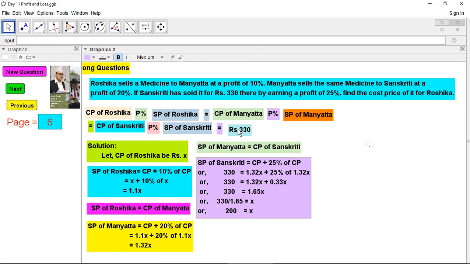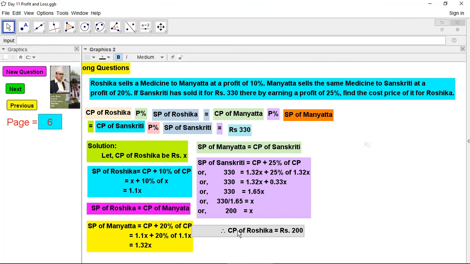330 equals 1.32x, the CP of Sanskriti, plus 25% of 1.32x. So 25% of 1.32x is 0.33x. By adding this, 330 equals 1.65x. 330 divided by 1.65 is x. So x is 200. Therefore, the cost price of Roshika is 200.